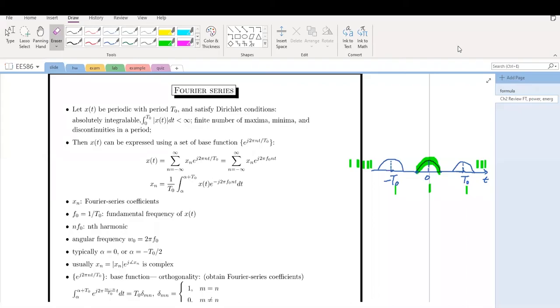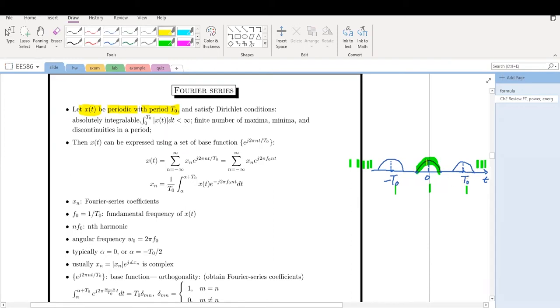In this video, we discuss the Fourier series. Fourier series is the frequency representation for a periodic signal. Let's assume that signal x(t) is periodic with period T0, which means that this signal repeats itself every T0 seconds.